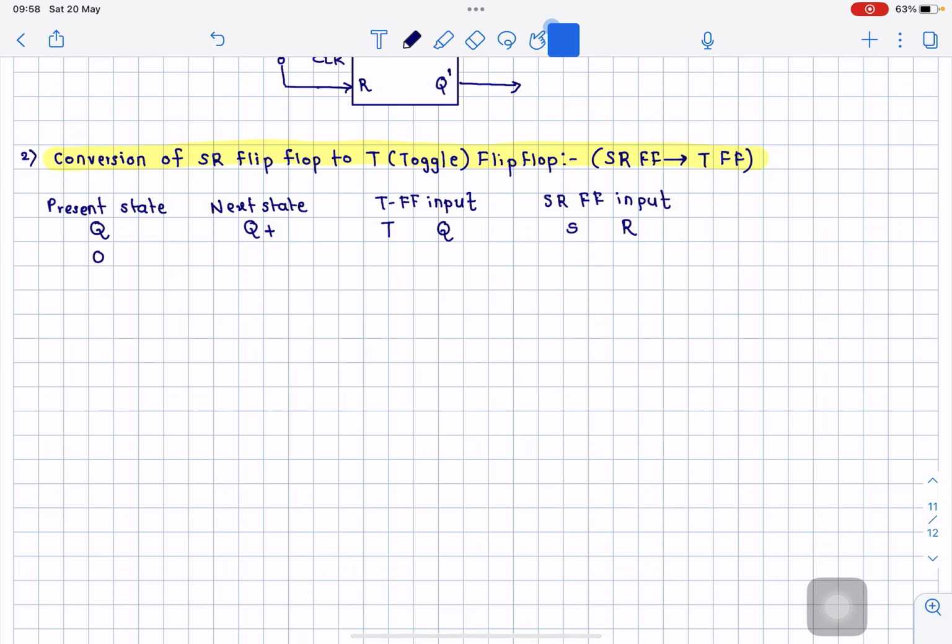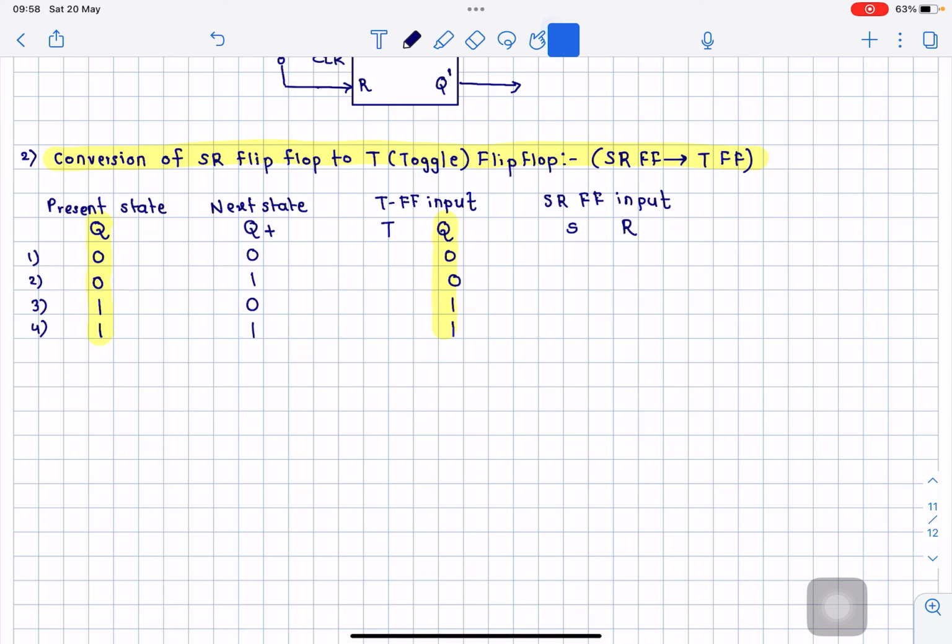First of all, we will write the four possible combinations of present state and next state as usual. Present state 0, next state 0. Present state 0, next state 1. Present state 1, next state 0. And present state 1, next state 1. So this is case number 1, 2nd case, 3rd case, and 4th case. Then whatever we wrote as the present state, Q, we copy as it is for the Q input of toggle: 0, 0, 1, and 1.